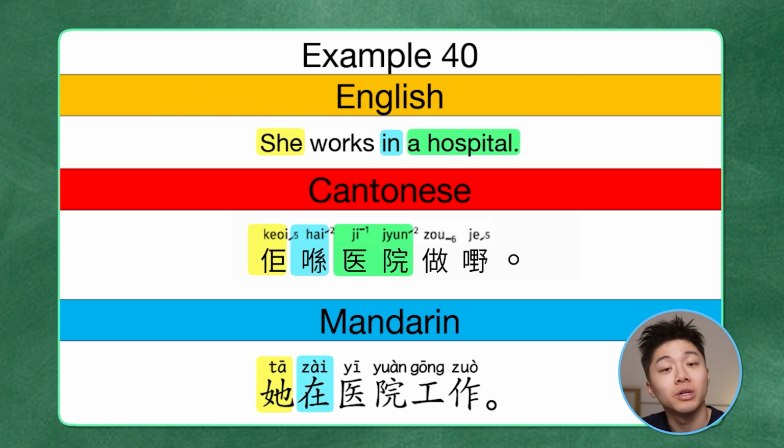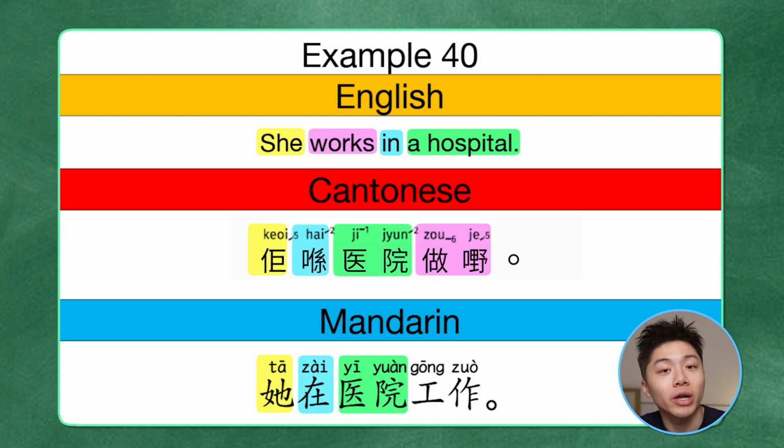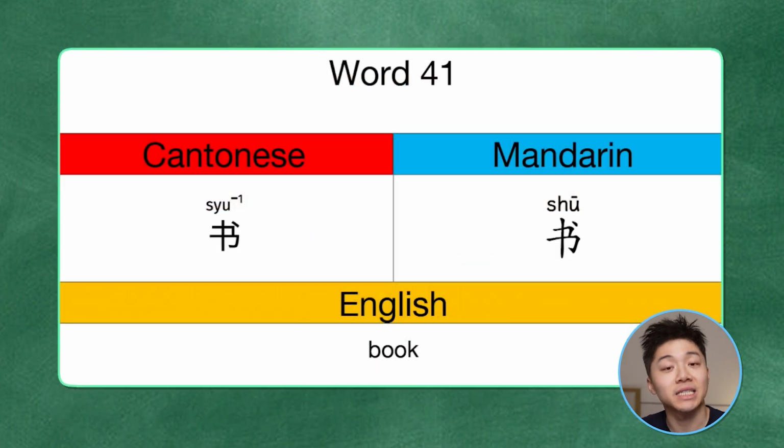醫院 hospital. 做嘢 means to do work. In Cantonese, in Mandarin, we typically say 工作. 佢喺醫院做嘢. 他在醫院工作. Next, the word for book. Cantonese, 書. In Mandarin, 书.